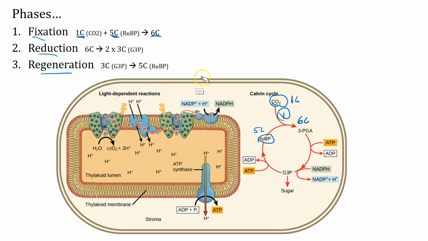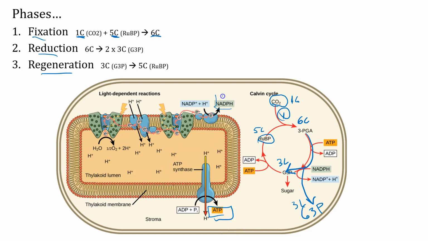So here's what happens in this scenario. You have this 6-carbon molecule which immediately gets broken down into 2 3-carbon molecules called G3P, which stands for glyceraldehyde 3-phosphate. So this is a 3-carbon molecule and this is a 3-carbon molecule. You've got 2 of them there. Now to make the 6-carbon molecule get broken down into 2 3-carbon molecules, you have to pour a bunch of stuff into the cycle. So here's where our products get used up.